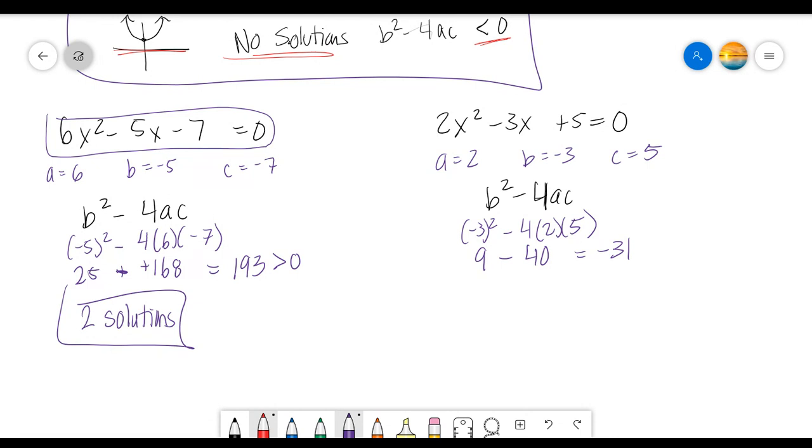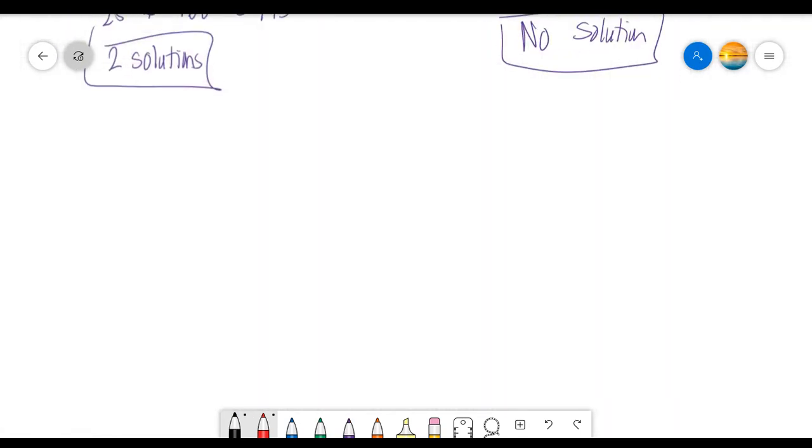Okay. Now from there, we would see that this is less than 0, or it's a negative number, which means it has no solution. Okay. Last one. Thinking ahead a little bit.